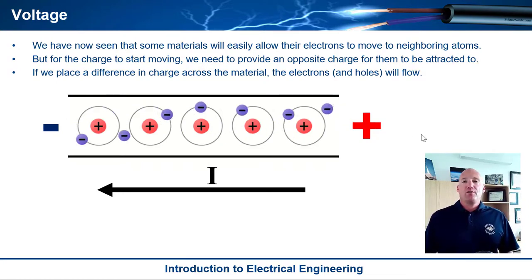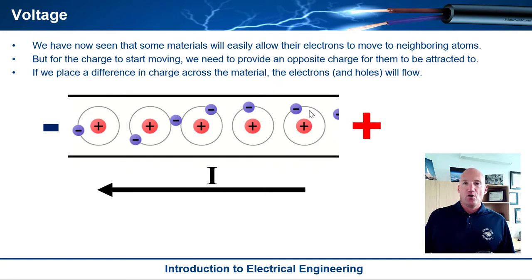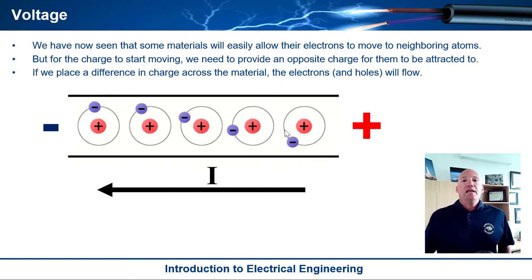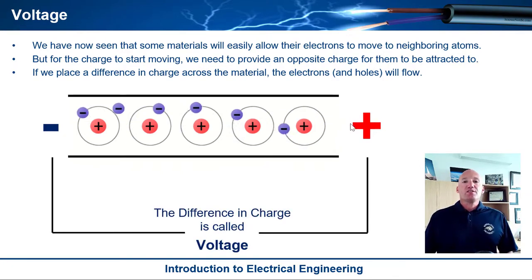Now remember that if we put a positive charge over here and a negative charge over here, the electrons will be attracted to the right, but the holes or the vacancies that they leave will in effect be moving to the left. And so the holes represent positive charge, and so we define current as the direction of the positive charge movement. So in this example, if we put a positive charge here and a negative charge here, we will have a current that flows in this direction. But in order to get the current to flow, we needed to put two opposite charges across this. So this difference in charge is called voltage.